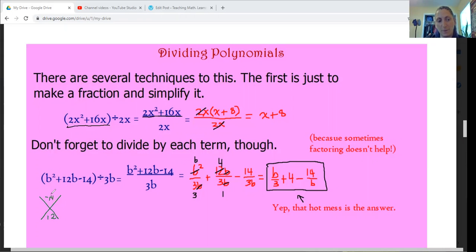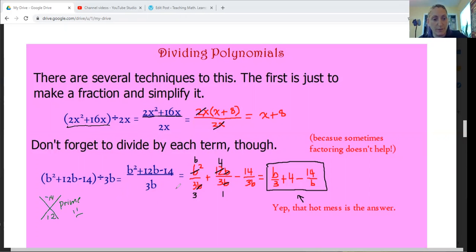So 7 and 2, 14 and negative 1. This one is not factorable. So factoring doesn't help because it doesn't have any whole number factors. So what we can do instead is we turn it into a fraction, and then we just take every individual term and divide it by the denominator.